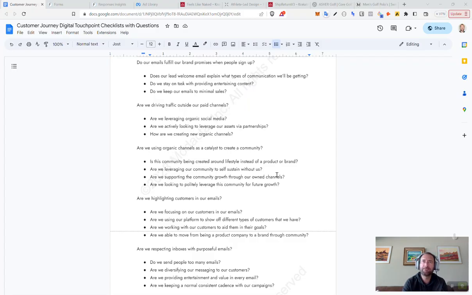It's really, really, really tough to figure out how to make that transition happen, where your community is the main existence and your product depends on them. But then it almost comes second nature. Liquid Death's done a pretty good job. Tesla's done a pretty good job. It's difficult though. Are we respecting inboxes with purposeful emails?